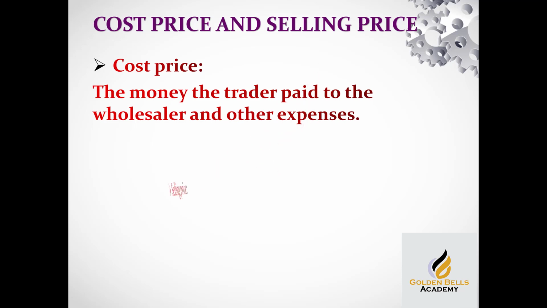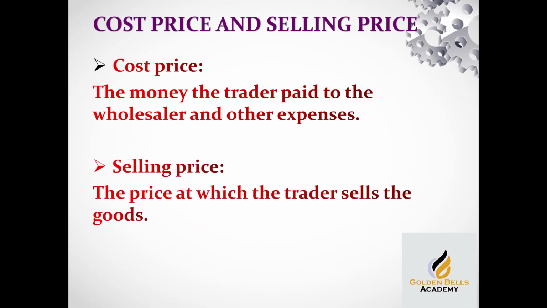Now let's look at the second, which is the selling price. You said the selling price is the price at which the trader sells the goods. Remember, Mr. Golden Bell sold the bottle of wine to Mrs. B at the rate of 200 naira. Therefore, he made a profit of 100 naira. So the 200 naira that Mr. Golden Bell sold the bottle of wine to Mrs. B is the selling price.